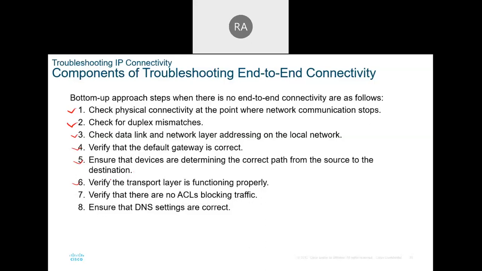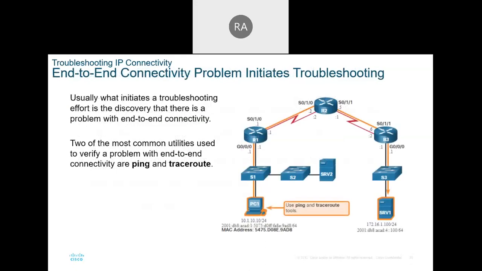Make sure that the NAT is configured properly. Make sure your access list is properly configured. Number seven, verify there are no ACLs blocking traffic. Number eight, ensure that the DNS settings are correct. These are different ways you need to test, run or troubleshoot your network.